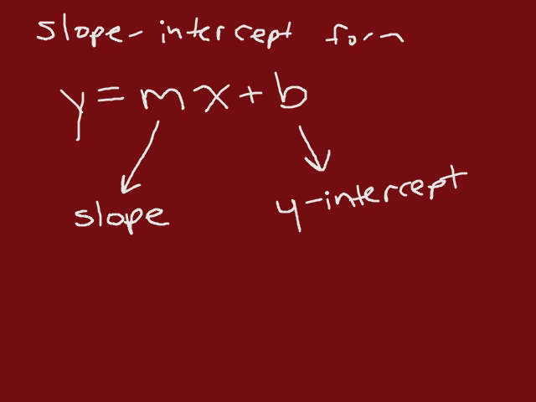You need to memorize this formula. y equals mx plus b. Okay, y equals the slope of the line times x, plus b, the y-intercept. So what does that mean? Let's go ahead and see what that means.